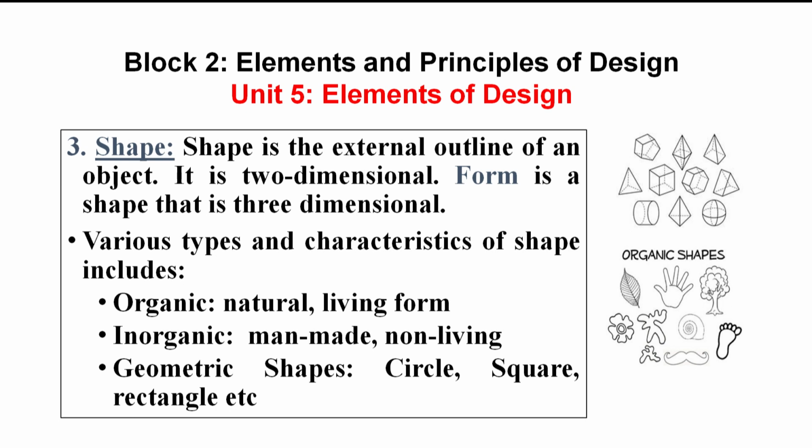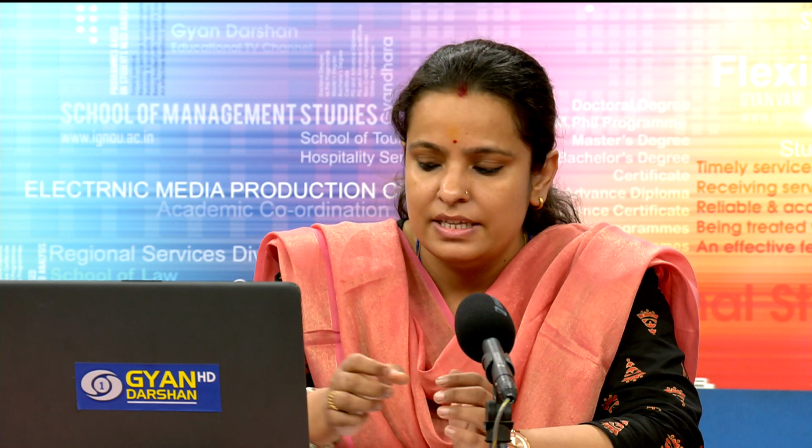So various types and characteristics of shape include the organic shape, like we have the natural or the living forms; inorganic, in which we have man-made or non-living forms; and geometric shapes, in which we have circle, square, rectangle, and so on. So these are different characteristics of shape we discussed, which is the third element of design.